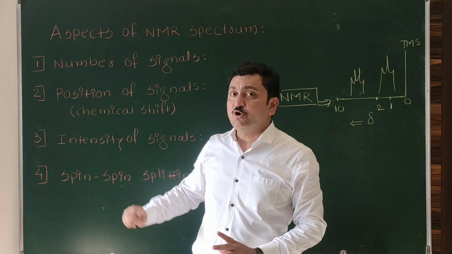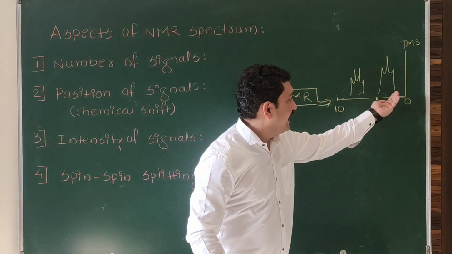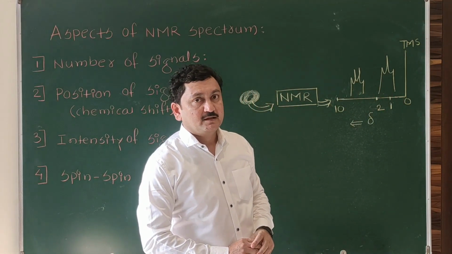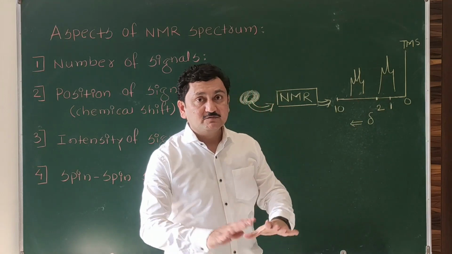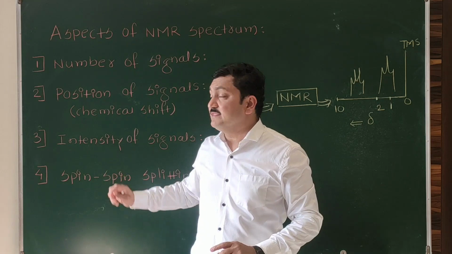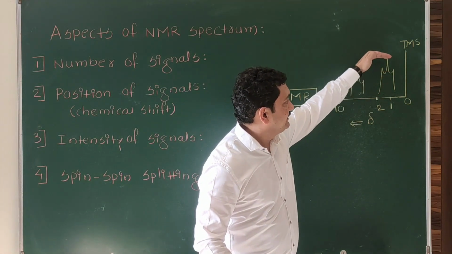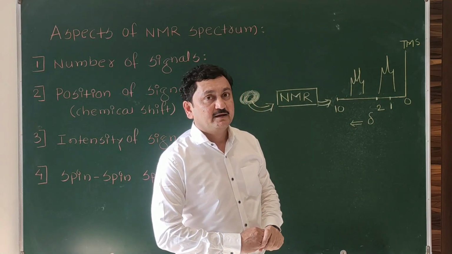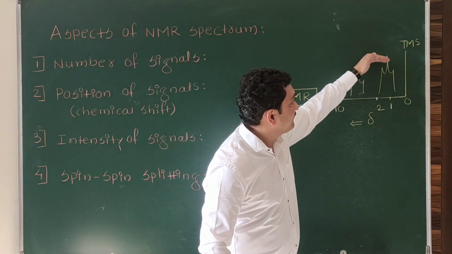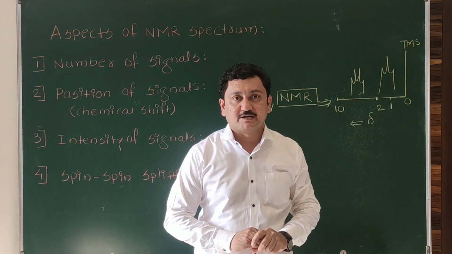Second one, position of signal. It is also called chemical shift. We are getting the signal at different positions. This signal at different positions gives different information regarding the hydrogen. Third one is the intensity of signal. We are getting signals having different heights, different intensity. Different height, different intensity signals give different information regarding the hydrogen.